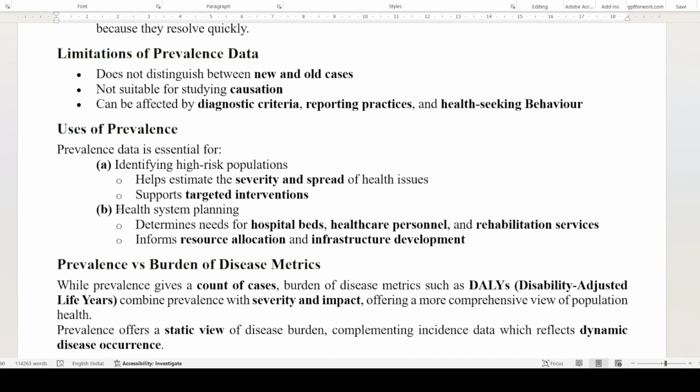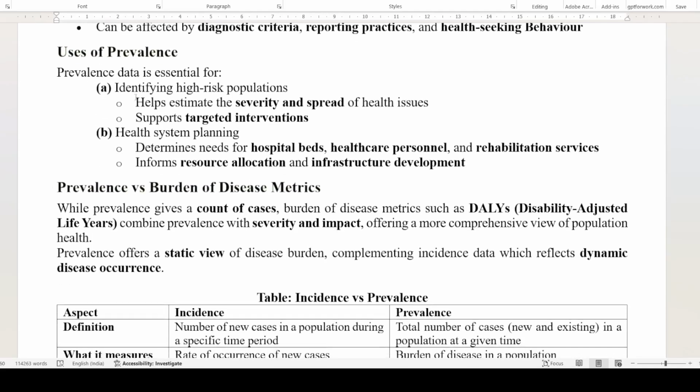The limitation of prevalence data is that we cannot distinguish between new and old cases. They are not suitable for studying the causation of a disease, and they can be affected by diagnostic reporting criteria and health seeking behavior of the community. Uses, again, we can identify high risk population, and health system planning can be determined, monitored, and evaluated.